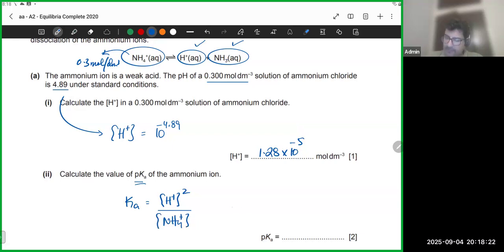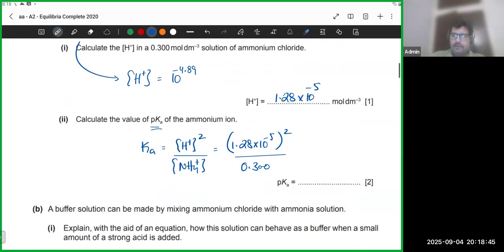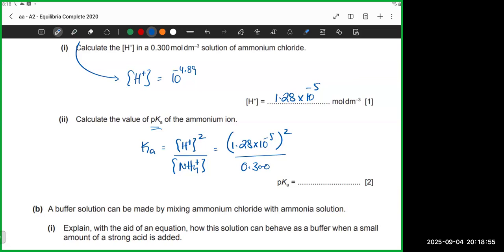The K value, actually, they're looking for the K value. So the K value is 1.28 times 10 power minus 5. That's the H+ concentration squared, divided by the NH4+ concentration, which is 0.3. So that is what your K is going to be. What is it? 5.46 times 10 power minus 10.